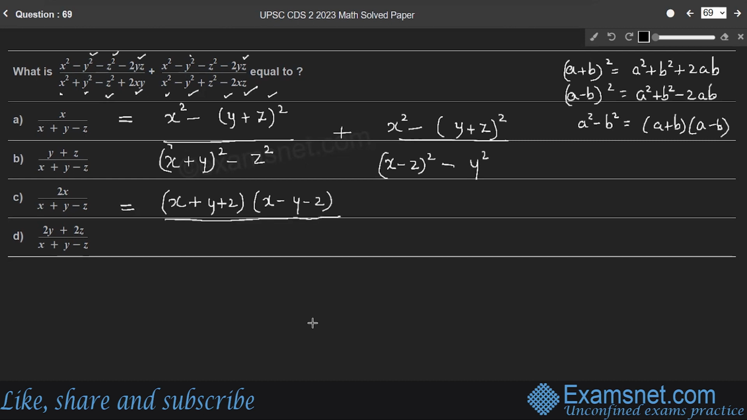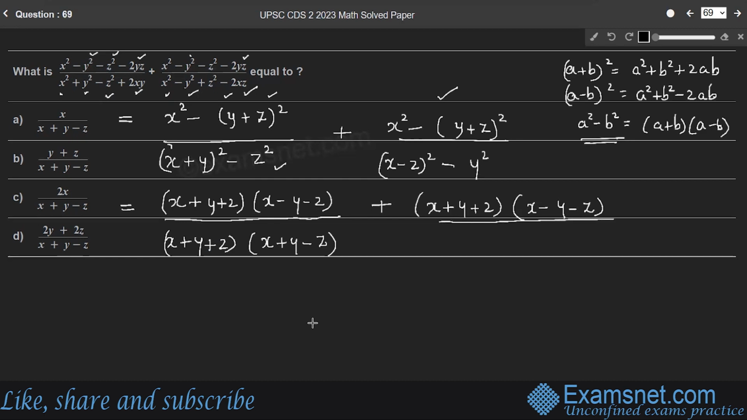Divided by, in the denominator also we have a square minus b square, which is (a plus b), a is x plus y, b is z, into (a minus b), x plus y minus z. Consider the second term, in which the numerator is again in the form of a square minus b square, which is (a plus b), (x plus y plus z), into (a minus b), (x minus y minus z), divided by, the denominator is in the form of a square minus b square, a is x minus z, b is y here, into (a minus b), x minus z minus y.